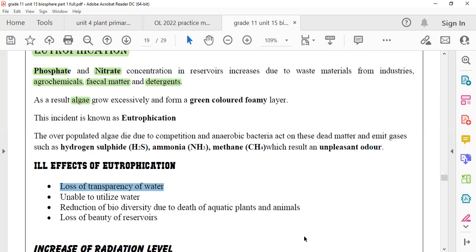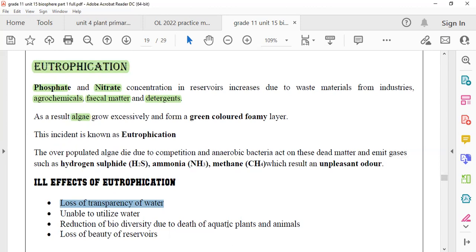Next one, the beauty of the environment. Plants are dying, animals are dying, and the biodiversity, the number of species, is decreasing. The beauty of the reservoir also decreases. So this is the whole story regarding eutrophication.